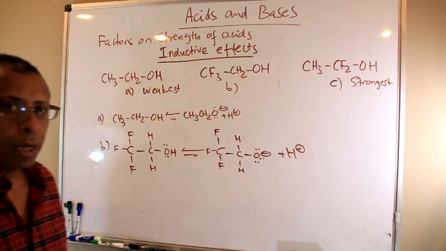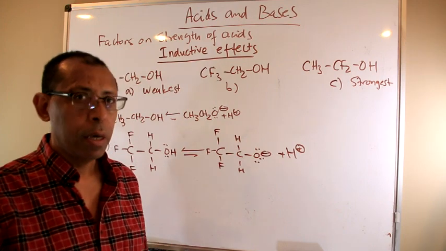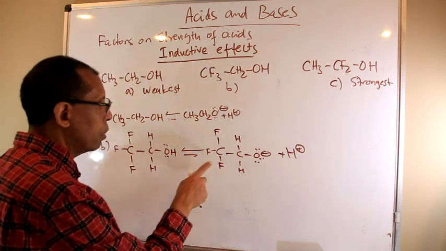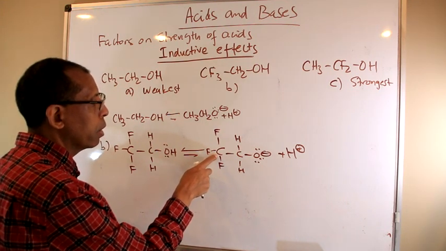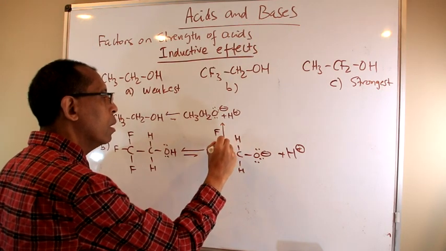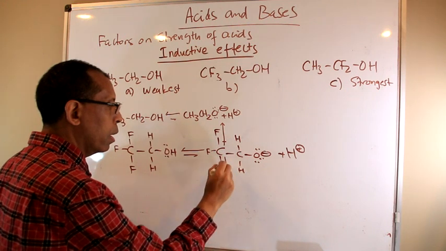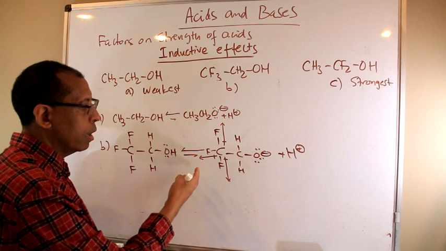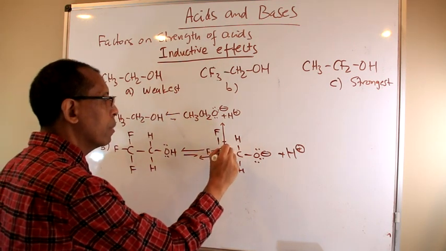Inductive effects work just by electron withdrawing effect or dipole moment through a sigma bond. If you look here, because fluorine is a more electronegative atom, it takes away all the electron density from this carbon. That means this becomes sigma positive.